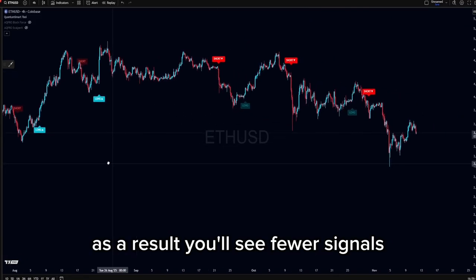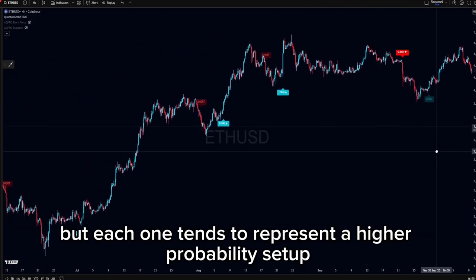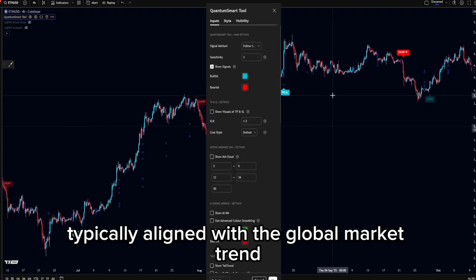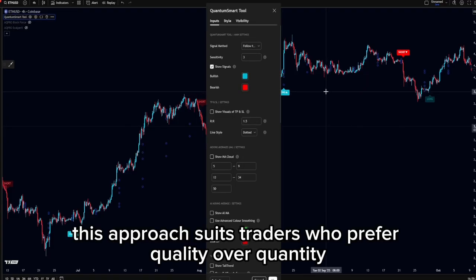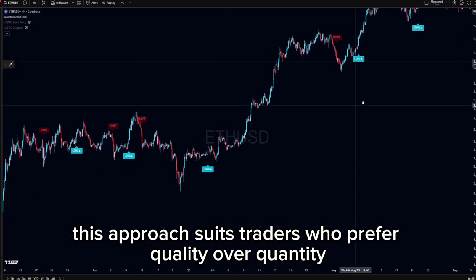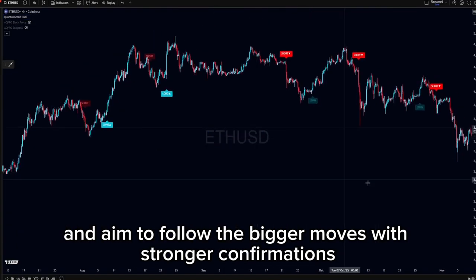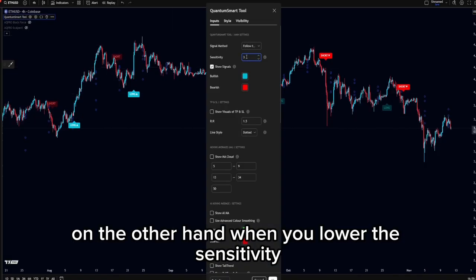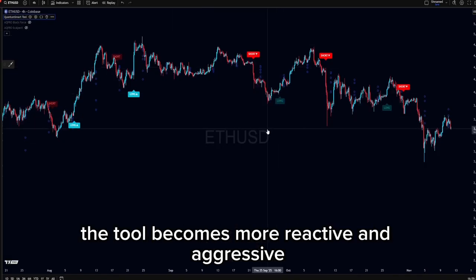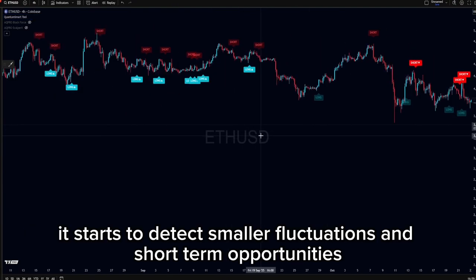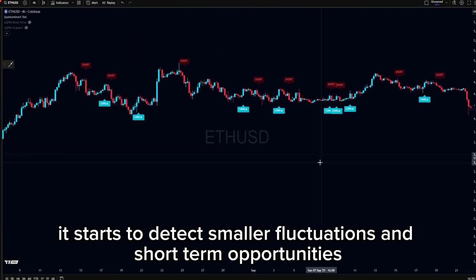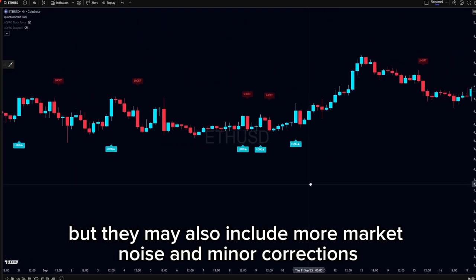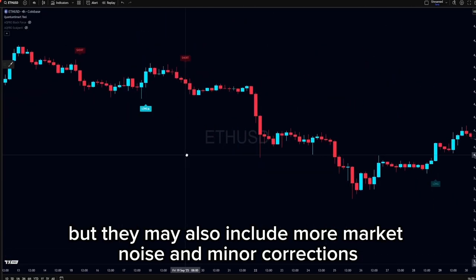As a result, you'll see fewer signals, but each one tends to represent a higher probability setup, typically aligned with the global market trend. This approach suits traders who prefer quality over quantity and aim to follow the bigger moves with stronger confirmations. On the other hand, when you lower the sensitivity, the tool becomes more reactive and aggressive. It starts to detect smaller fluctuations and short-term opportunities more often. You'll receive more frequent signals, but they may also include more market noise and minor corrections.